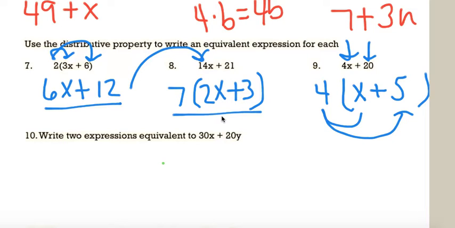It says, write 2 expressions equivalent to 30x plus 20y. You're to come up with 2 distributive expressions that you could write that would be equivalent to what they gave us in the problem. I want you to pause the video and come up with 2 of them. When you get done, then you can unpause it and we'll go over it. Pause the video now.